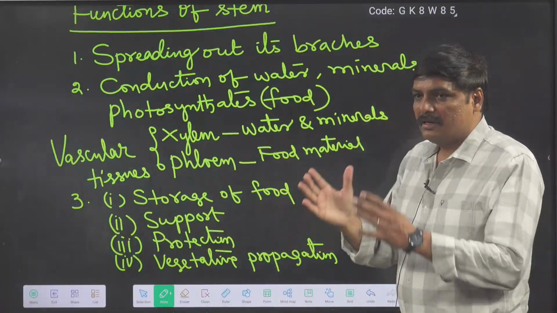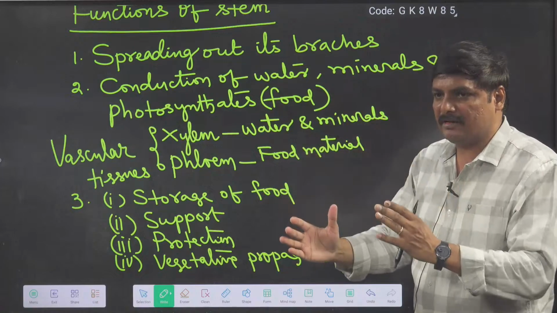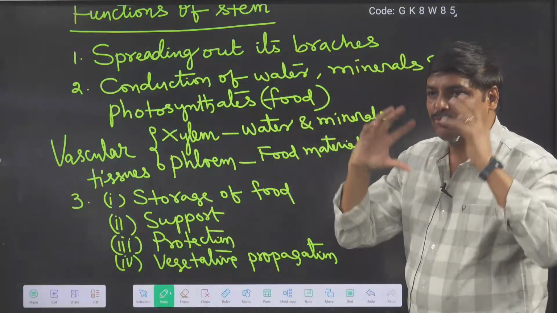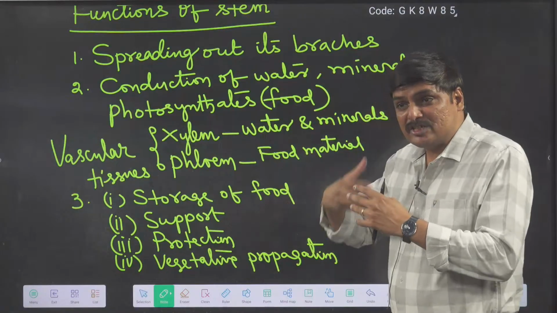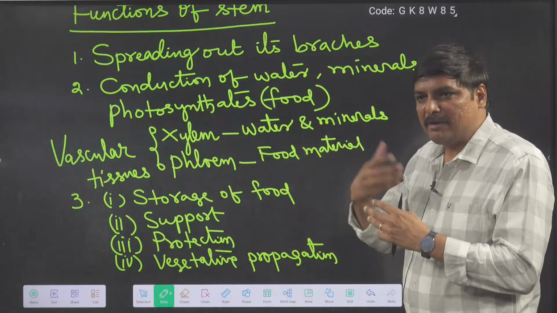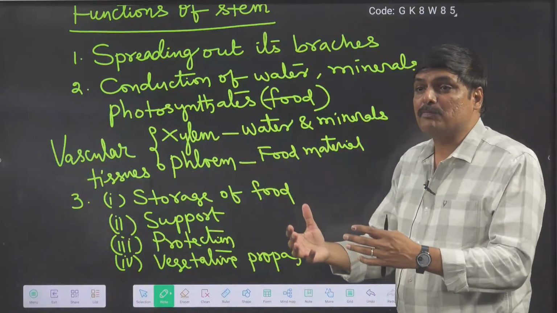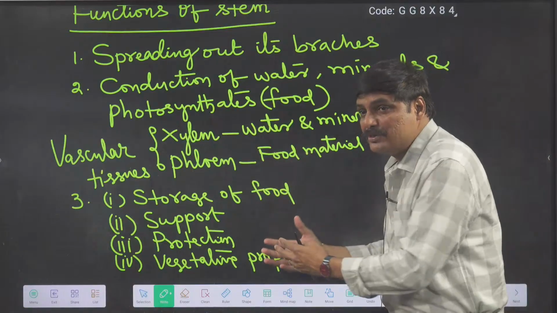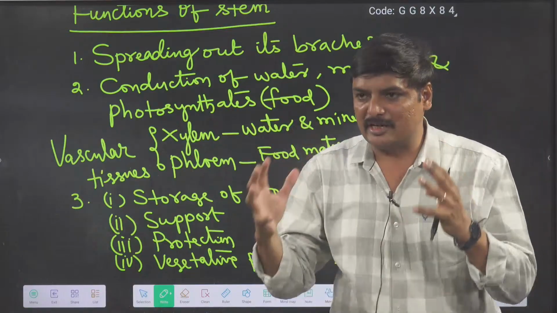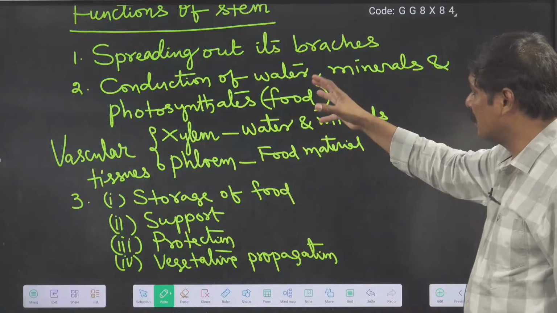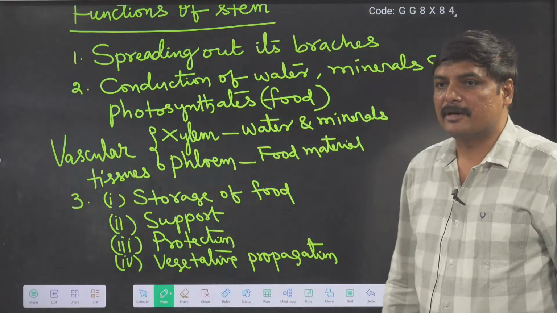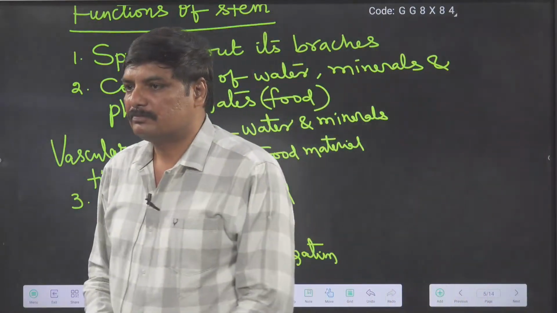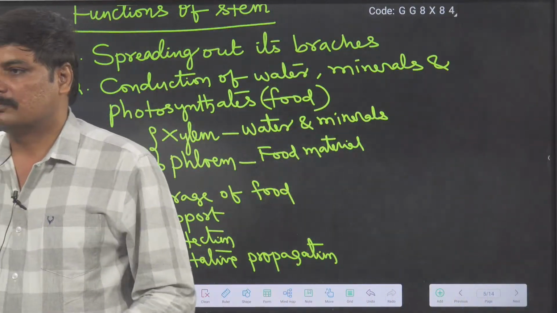Along with these, the stems of some plants also help in storage of food material and become fleshy, swollen, and some may help in support for climbing purpose. Some may help in protection from herbivorous animals, and they help in vegetative propagation, vegetative reproduction. These are the functions of stems. I hope the students understand, everyone. Okay?